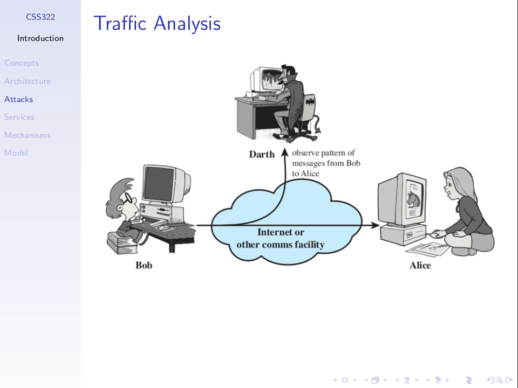The malicious user analyzes the communications and from that gets some useful information. They do not necessarily get the contents of the messages, but they get some information that these two people are communicating, at what time of day, how often they're communicating, and so on.